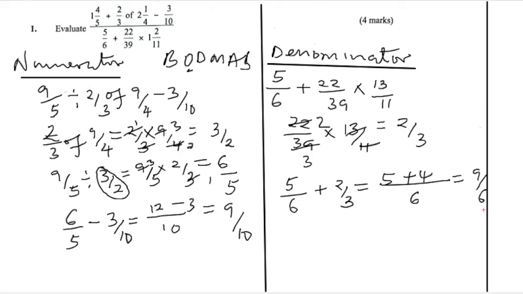You may want to simplify 9 over 6 if you like, but since I'm continuing with the calculation, I've not yet reached the final answer, I can ignore the simplification and come here and say, therefore, the final answer will be the numerator divided by the denominator. The answer for the numerator was 9 over 10. I'm going to divide this by 9 over 6. Now, since we cannot divide fractions easily, we try to make it easier by changing that division sign to multiplication.